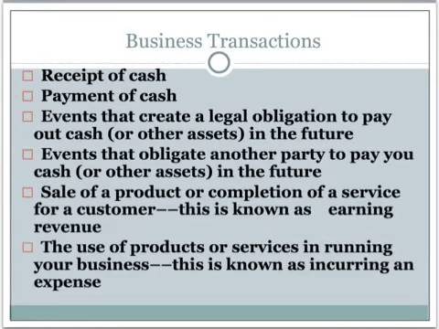Let's talk a little bit about business transactions. The following items are business transactions: receipt of cash, payment of cash, events that create a legal obligation to pay out cash or other assets in the future, events that obligate another party to pay you cash or other assets in the future, sale of a product or completion of a service for a customer. This is known as earning revenue. The use of products or services in running your business. This is known as incurring an expense.